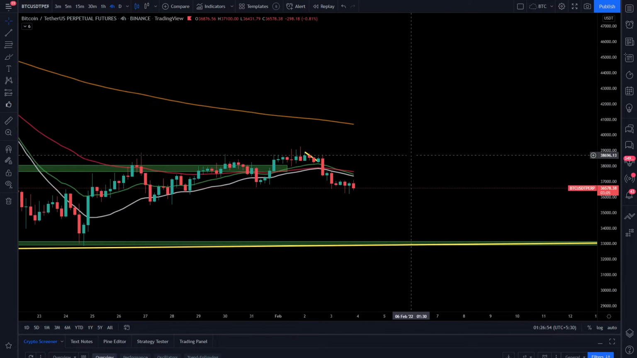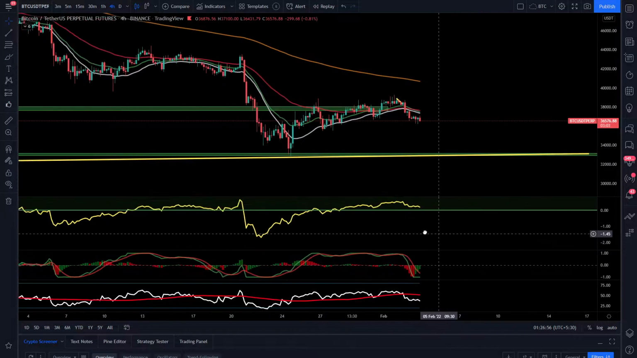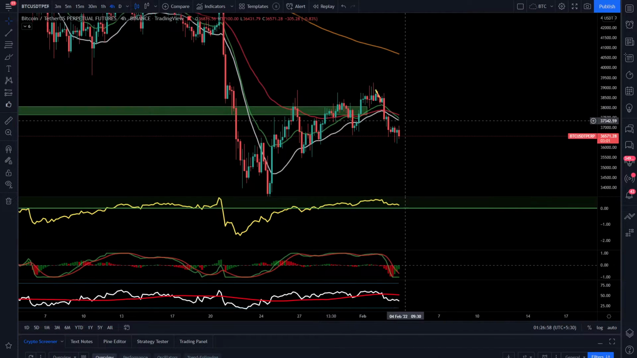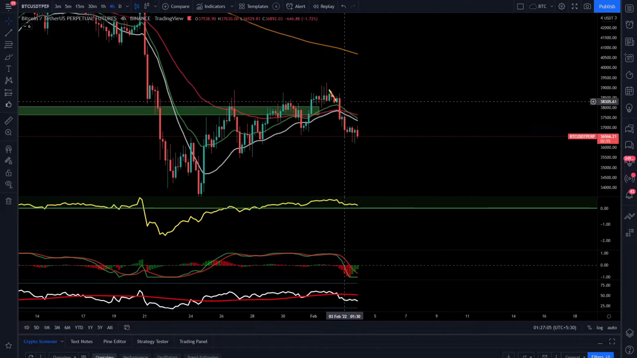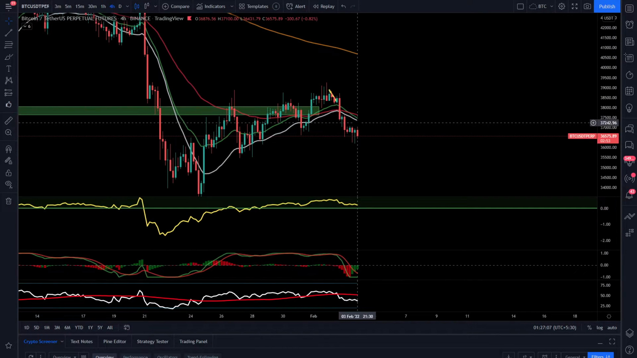On the 4-hour, we are just bearish, nothing much to say. We are trading below the 20-day moving average, the 50-day moving average, and the 200-day moving average. We have a dead cross on the 50 and 20. So let's get into 1 hour.